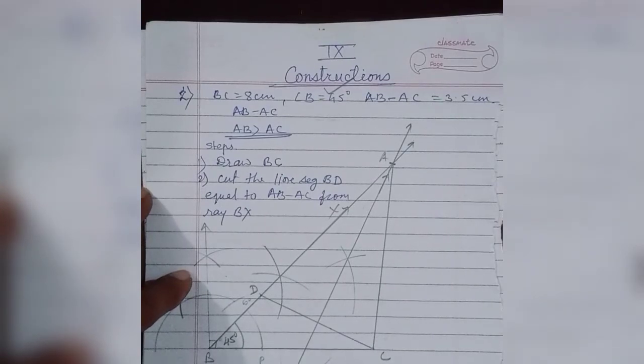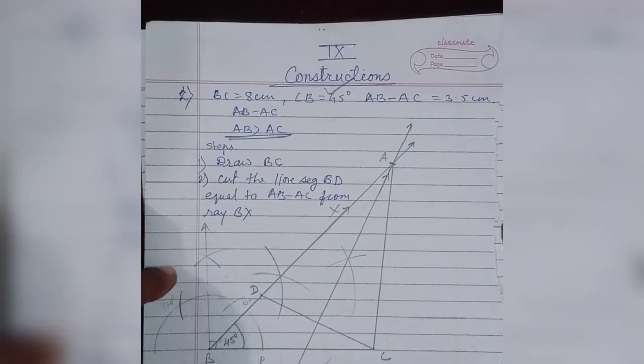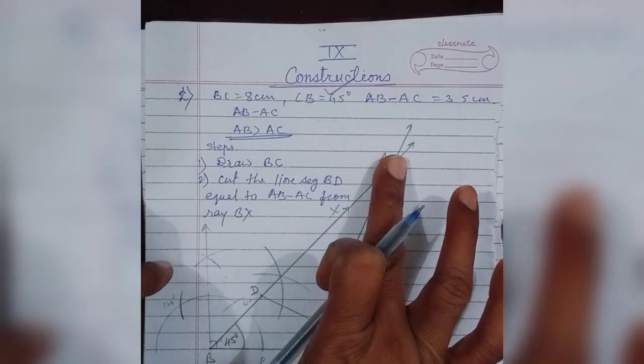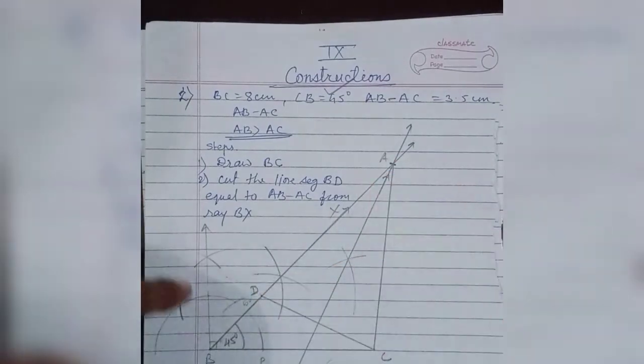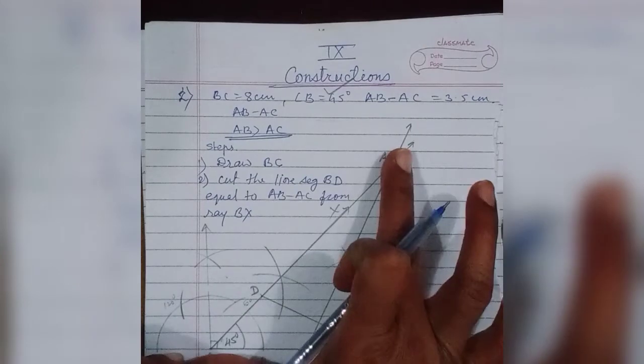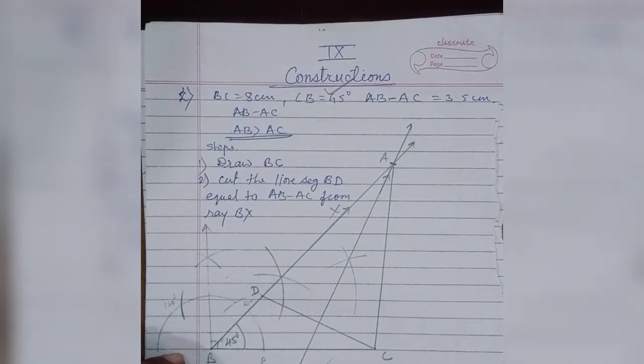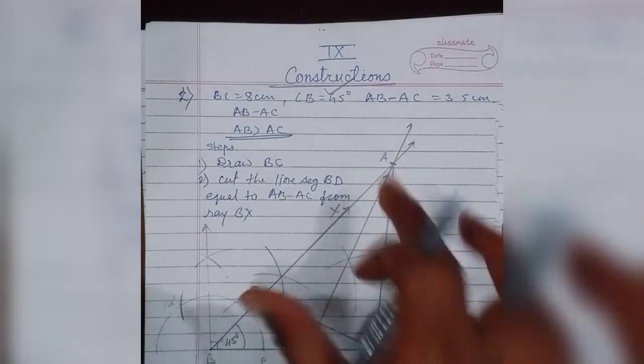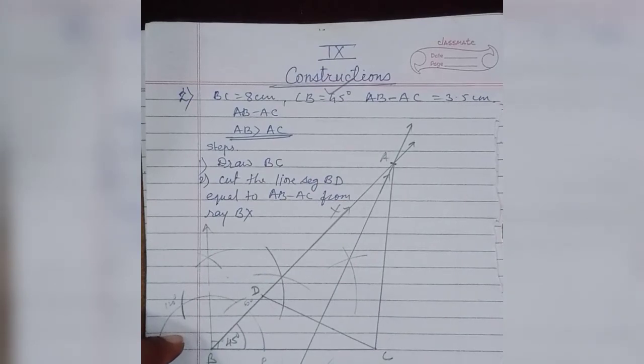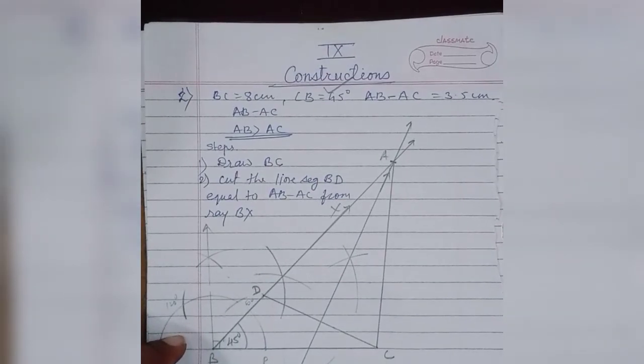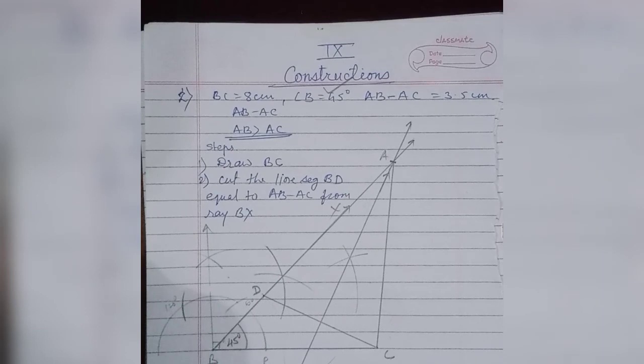Now, BD is equal to AB minus AD. And AD is equal to AC. Therefore, BD is equal to AB minus AC. Understood? This is the second construction. Okay? Understood? Thank you.